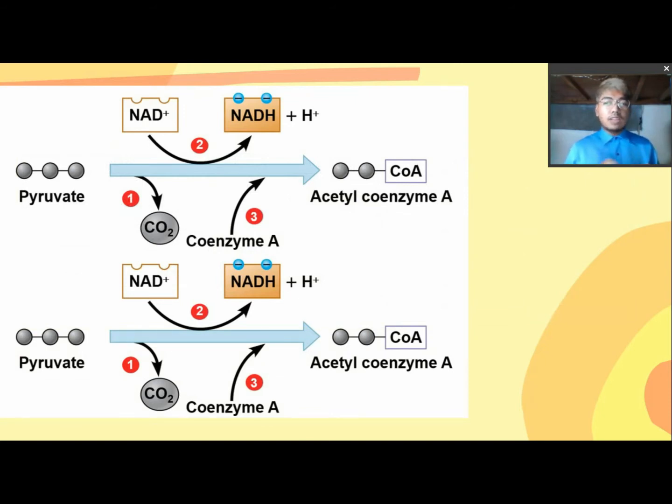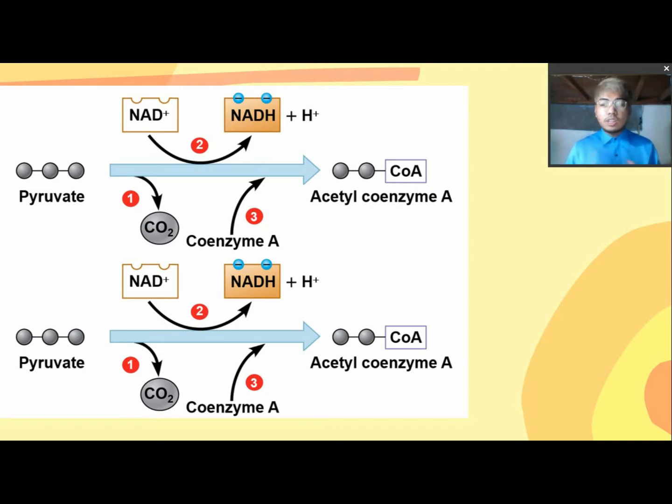Pyruvate oxidation will actually happen at the boundary of the cytoplasm and the mitochondrion. It will happen when carbon dioxide is released. During the release of carbon dioxide, the pyruvate will also release hydrogen atoms, which will be attracted to NAD plus to create NADH. Then a coenzyme utilized by the mitochondria, known as coenzyme A, will be attached to the pyruvate, creating a new substance known as acetyl-CoA, or acetyl coenzyme A.